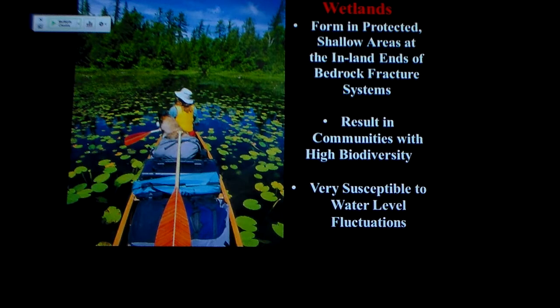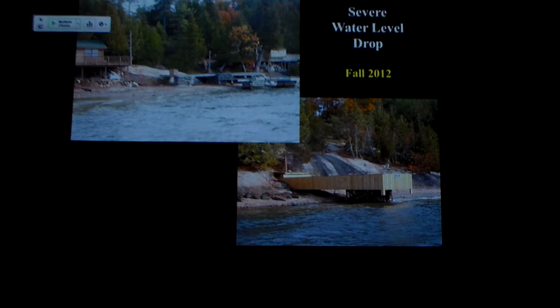But they're very susceptible to changes in water. They're only 3, 4, 5 feet deep at the most. So when the water levels change, and they do fairly frequently, these areas really get hammered sometimes when they have a drop in water. In the fall of 2012, the water level was at the lowest it's ever been recorded. And you can see it here in these two pictures. You can see where the water level had been the year before. It really stands out.